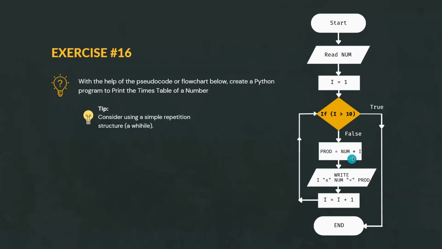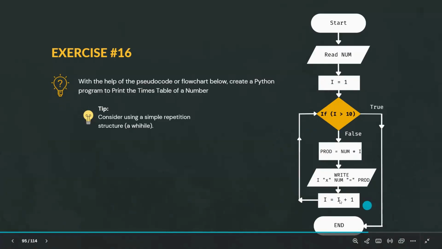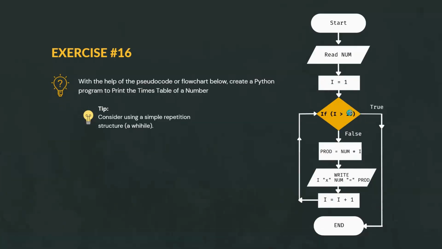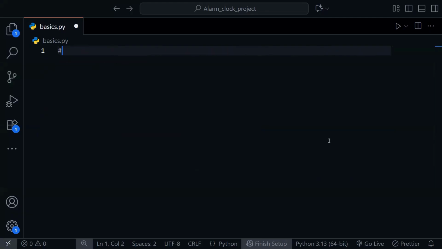So here you're just calculating the product first and then you're printing it in this format, and that's the only thing you have to follow. And then you just have to increment the i value by 1 until it reaches 10. Once it is 10, you're just coming out of the loop. So always get user input first.